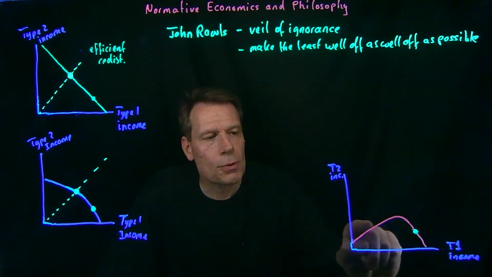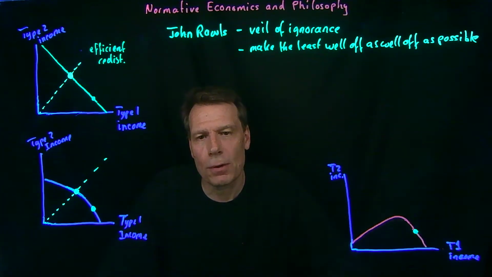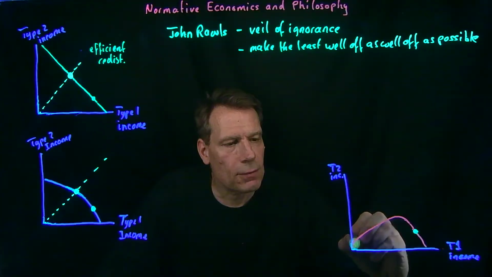But what about this social possibilities curve, which is probably the most realistic in the real world? Let's put the 45-degree line in here.